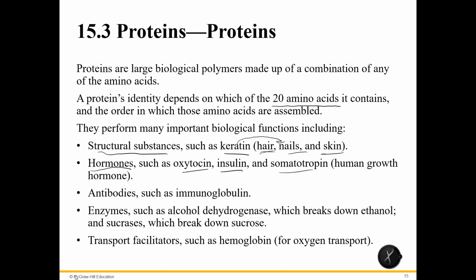And then we have antibodies. There's where we got the antibody for COVID. Immunoglobulin is a different one, but that's something we can generate. And then we have enzymes that break down ethanol, or sucrases, which break down sucrose. And then we have hemoglobin, which is an oxygen transport. So those are all proteins, and they are made from these 20 amino acids. And that's the one thing, if you're a vegetarian, you've got to make sure you're getting all of your amino acids. Make sure you're getting all of them.